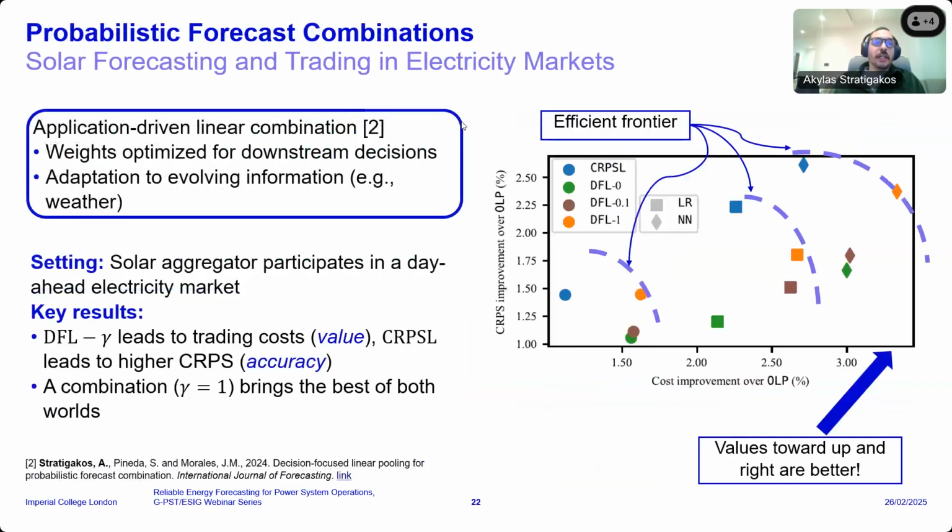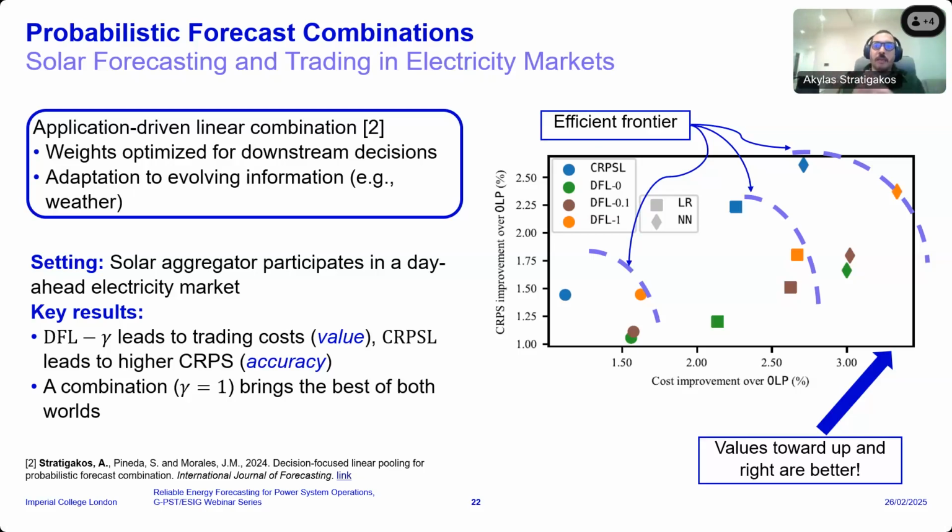I don't have anything methodological here. Using the same methodology that Wangkun provided earlier, we can implement what we call application-driven or decision-focused linear combination. We assumed the case that we get a collection of probabilistic forecasts in the form of a probability density function, and we linearly combine them into a single distribution. We implement a method that optimizes these weights in a way that finds the distribution that leads to better downstream decisions. These weights are also adaptive to evolving information, such as the weather or the day of the week.